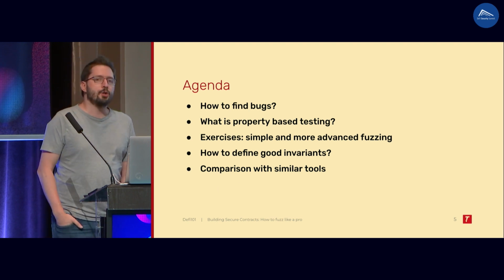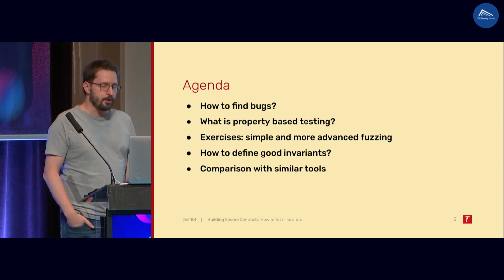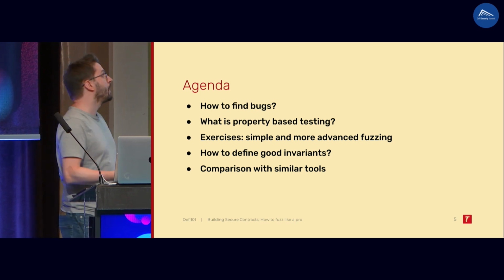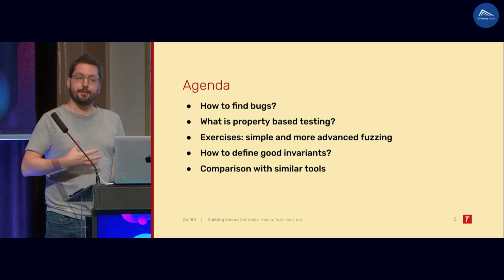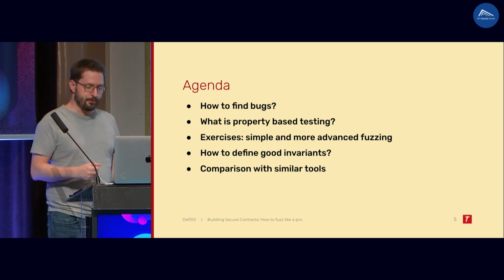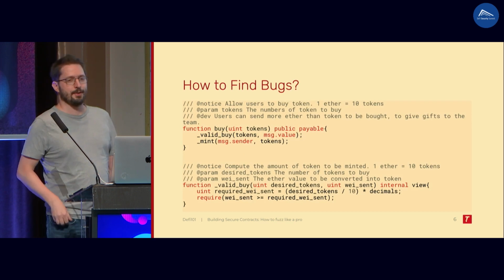So today we are going to focus on trying to understand how to find bugs in a contract, how to find vulnerabilities, what are the different types of technique we can use, and we're going to focus on a specific technique, which is property-based testing, as you guessed.